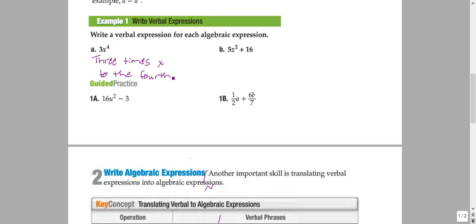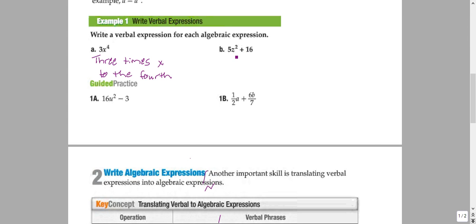Again, these problems have more than one way you could write this. You could say the product of 3 and x to the power of 4 because we understand product means multiplication. As long as you have something in there about multiplying and that x is to the power of 4, you should be okay. Looking at B, we're going to do something like that as well.